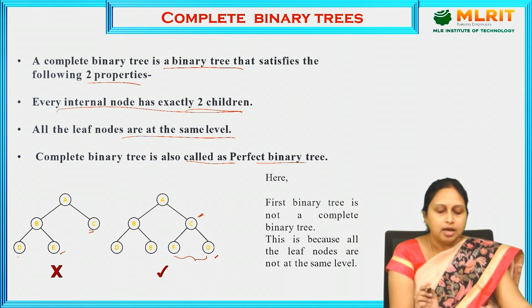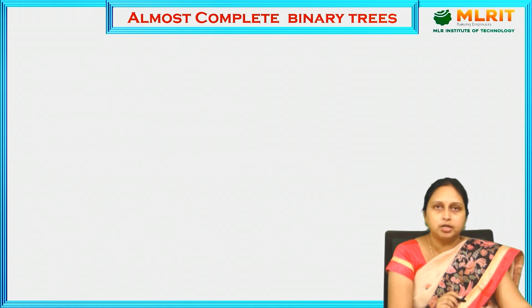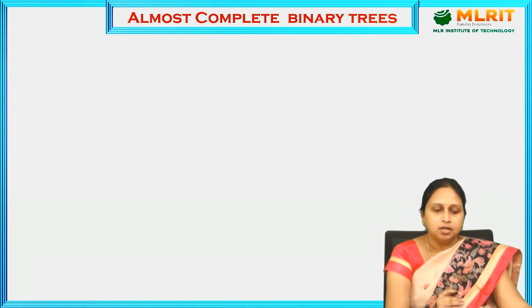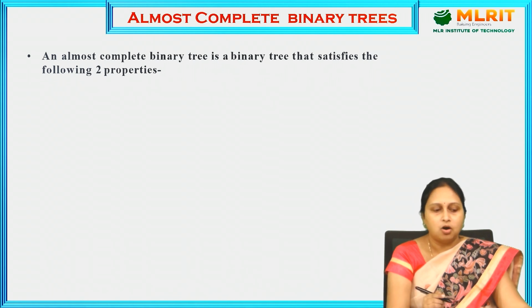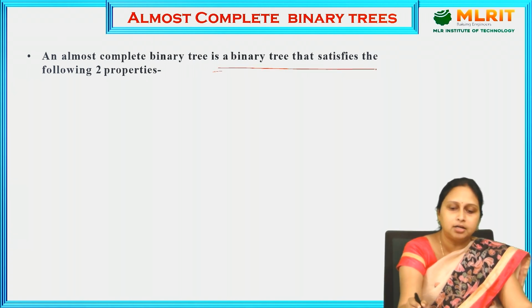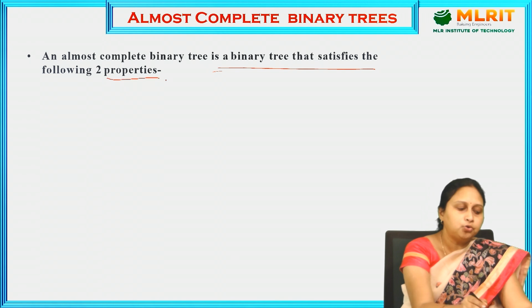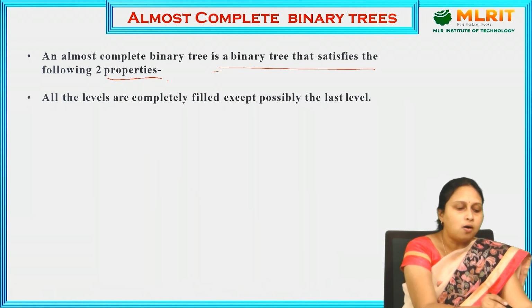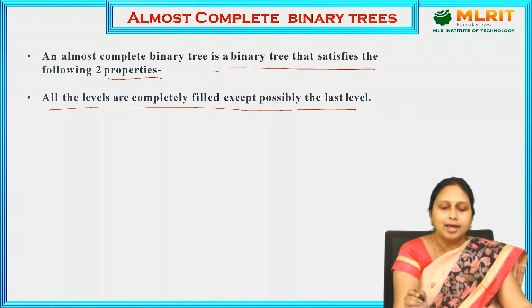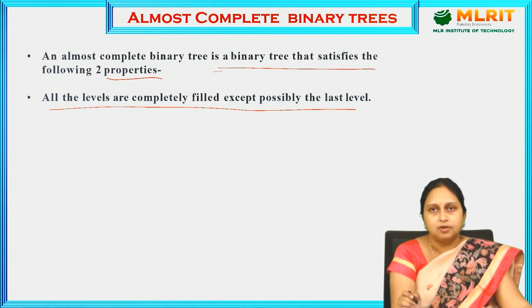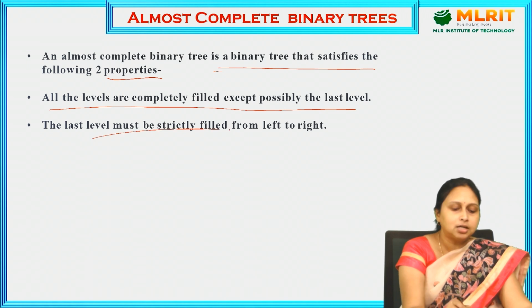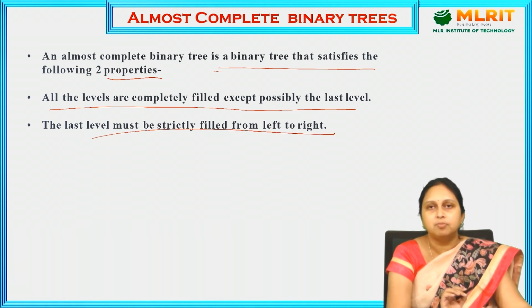Okay. And the next one is the almost complete binary tree. That means it will be compared with the complete binary tree. A little bit of a small difference you are going to find. What is that difference? An almost complete binary tree is a binary tree that satisfies the following two properties. The first one, all the levels are completely filled except possibly the last level. Only the last level may not be filled. The last level must be strictly filled from left to right. It has to fill from left to right.